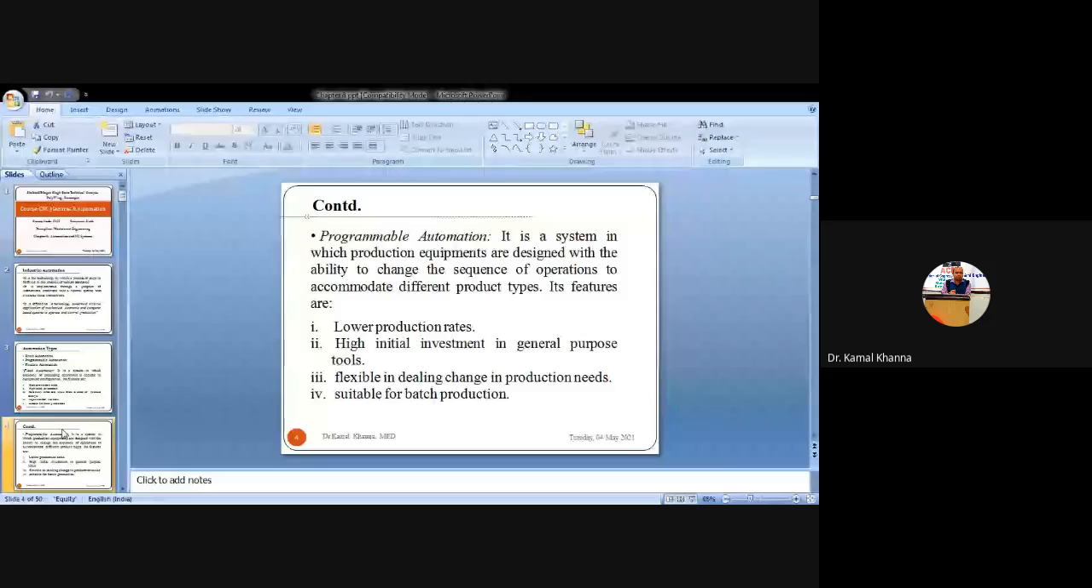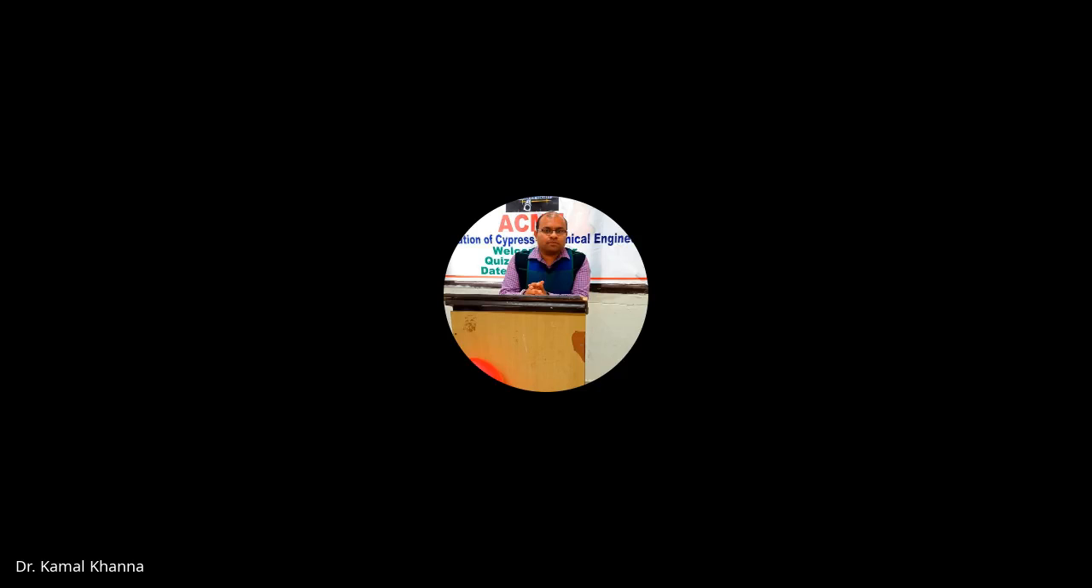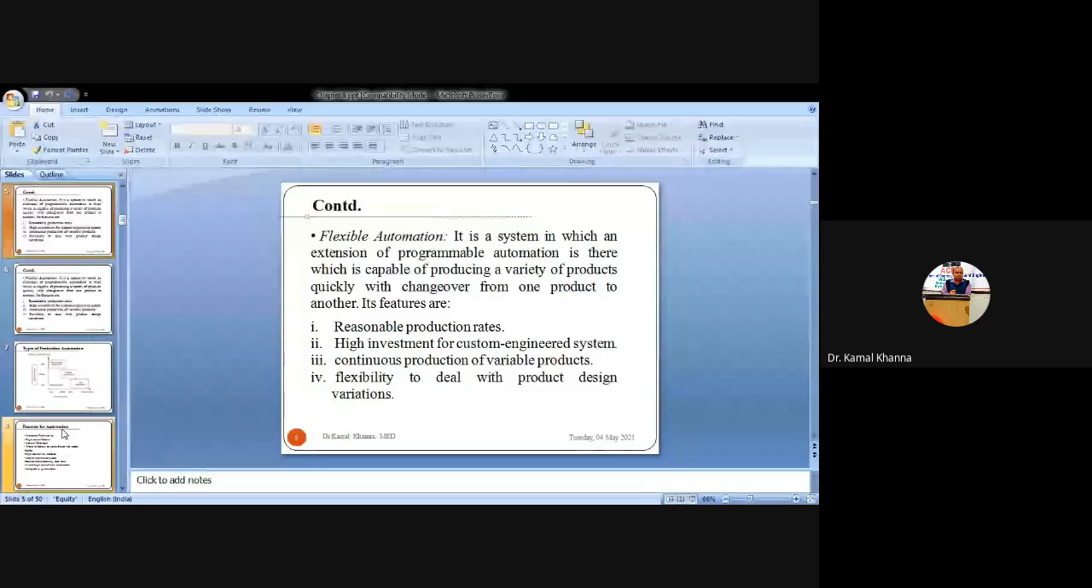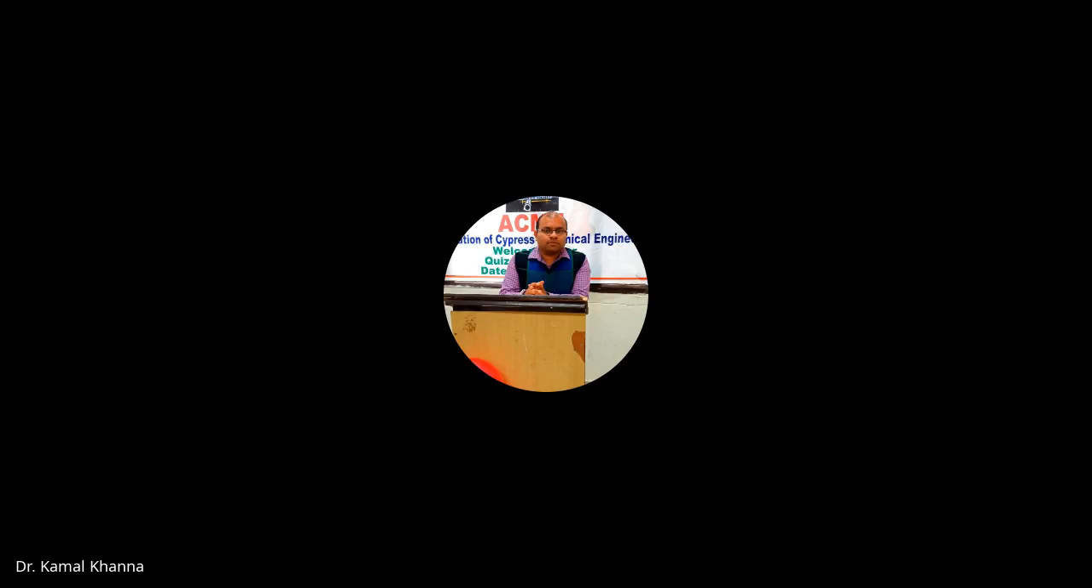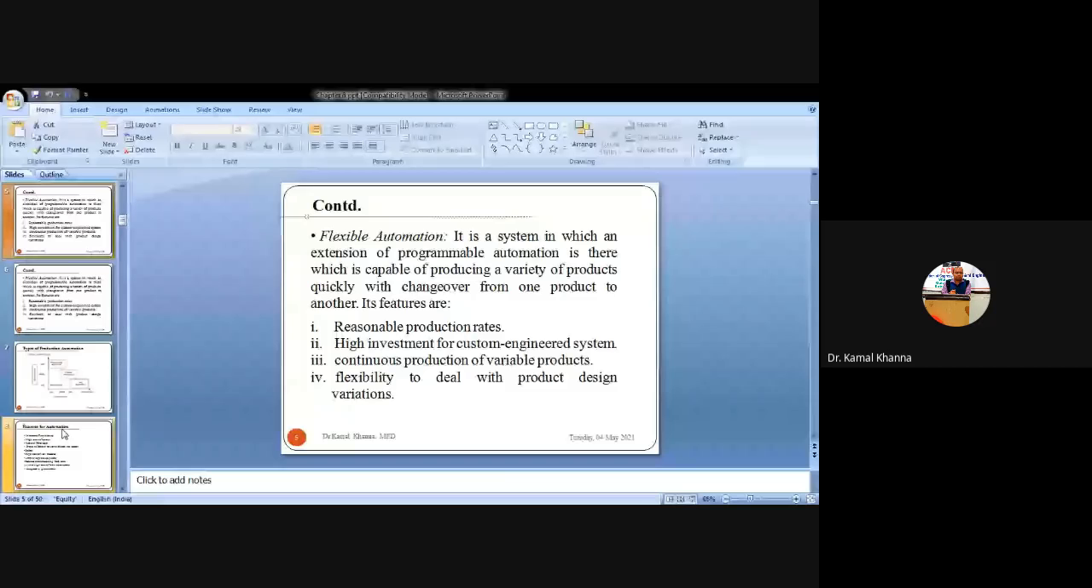The last one is flexible automation. This is basically an extension of programmable automation, and in this the variety of products can quickly be changed from one product to another. Let us say you are producing five kinds of product in a month, and a change in requirement is needed in product number 2 and product number 3. Then that variety can easily be met by using flexible automation.